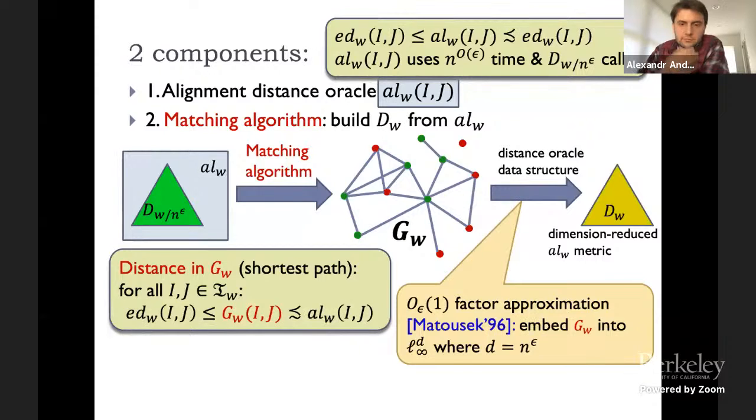I have a quick question. Mm-hmm. So the squiggly upper bounds, do they hold for the same pairs of substrings, when you're going from the lower length substrings to the upper length substrings, like the DW over n to the epsilon to the other distance oracle? Say that again.